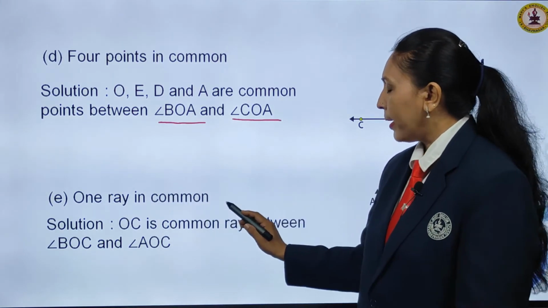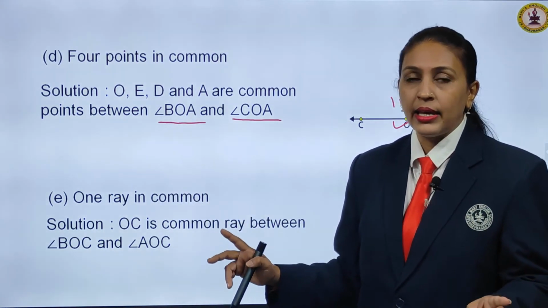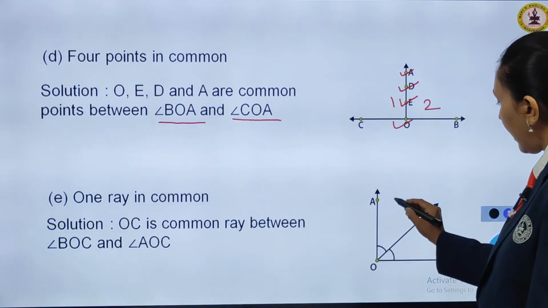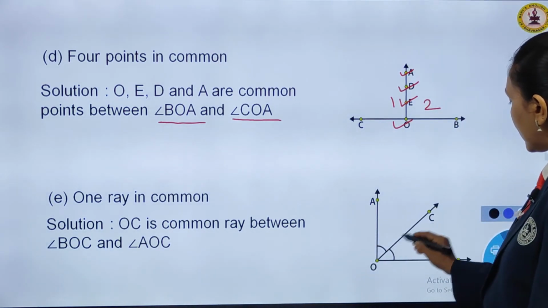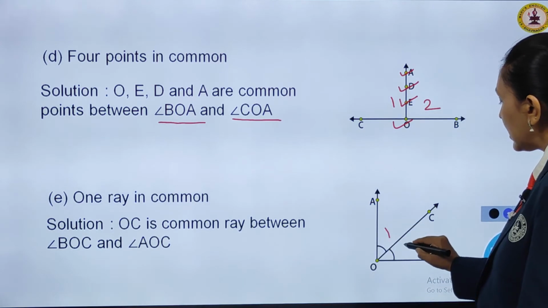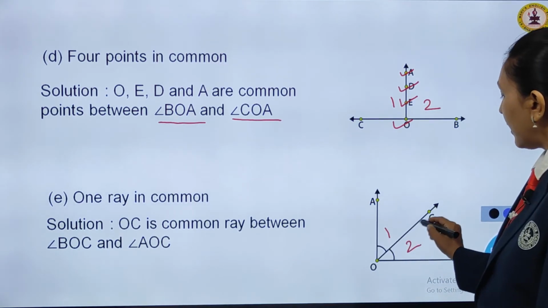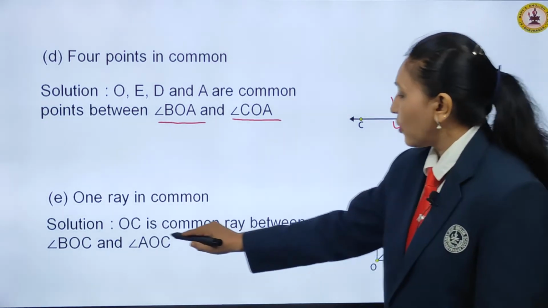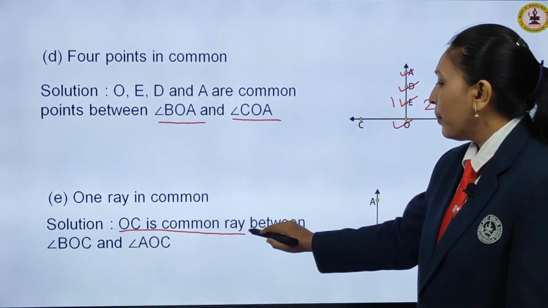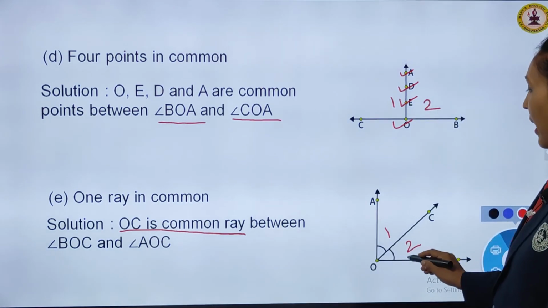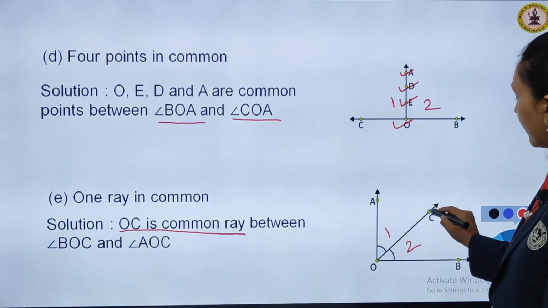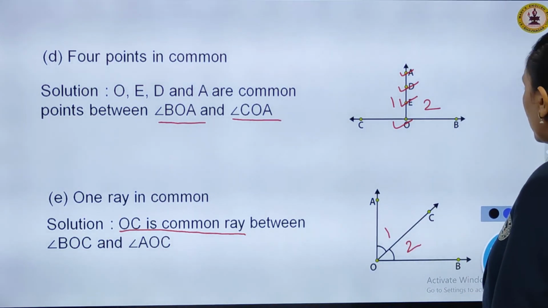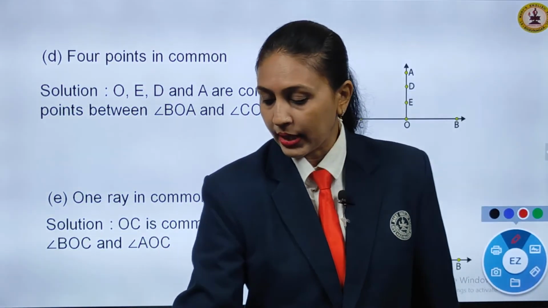One ray in common. Now two angles such that they have one ray in common. Now let us draw. You can see here angle AOC and COB. These are the two angles which have the common ray, that is OC is the common ray between them. So OC is a common ray between angle BOC and angle AOC. They share this part. This ray is common between both the angles. So this is the way, children, we need to satisfy the given condition.